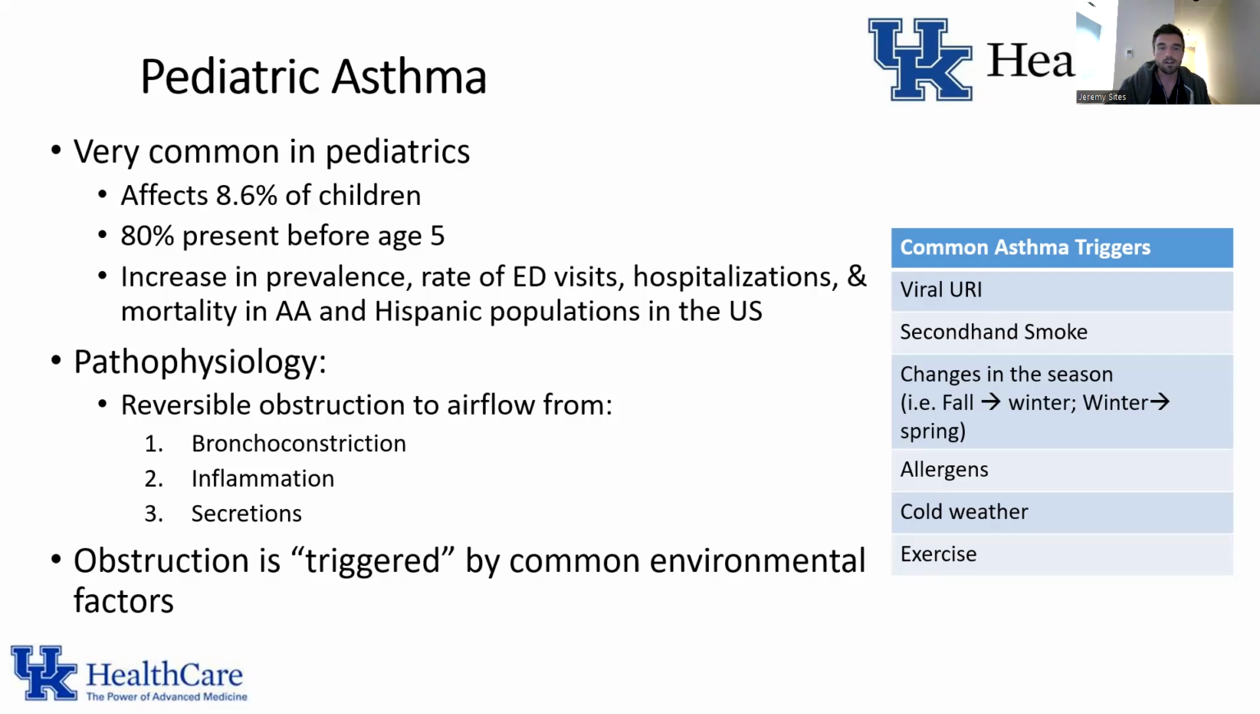And finally, on this slide, I just want to hit home the point that asthma, particularly an asthma exacerbation, which we'll talk about in the next slide, is typically triggered by something. And there are some common triggers here that I want you to keep in the back of your mind. So a viral upper respiratory infection, common trigger, secondhand smoke from mom, dad, grandma, grandpa who smoke around the child, changes in the season, particularly when the season is changing from fall to winter or from winter to spring. Seems to be a higher incidence of asthma exacerbation during those times of the year. Allergens such as seasonal allergies, pet dander, dust mites, those types of things can trigger asthma exacerbations. Cold weather, certainly, and then exercise can also be a trigger for asthma.